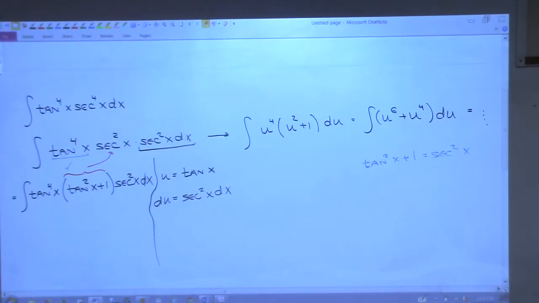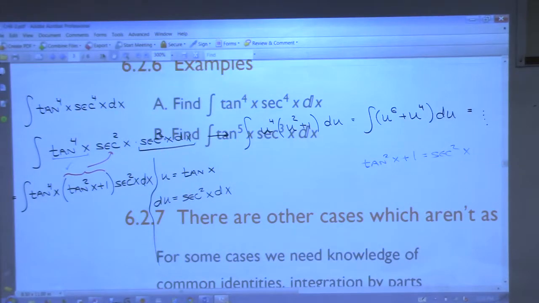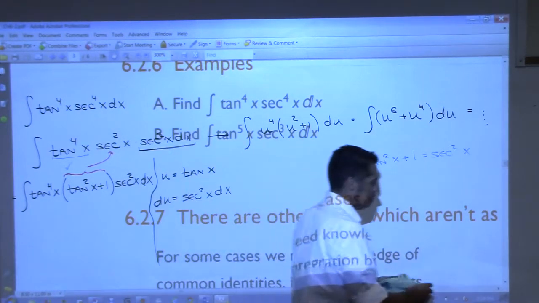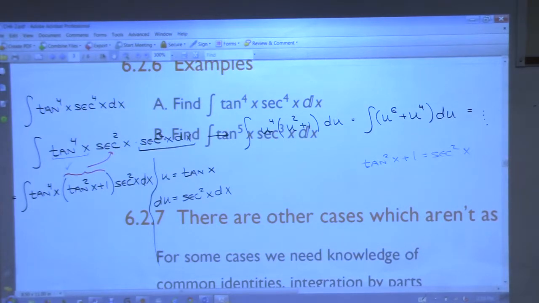Let's look at the next one. Tangent to the fifth secant cubed. So we know what to do if the secant's even, but what if the secant is odd?